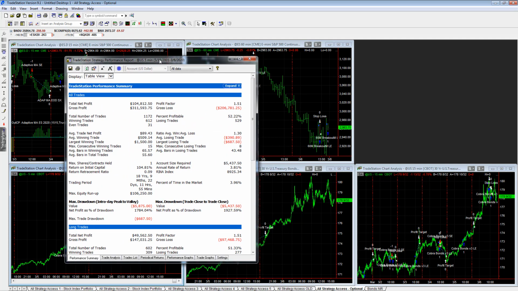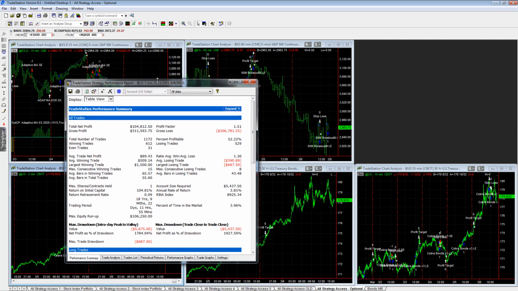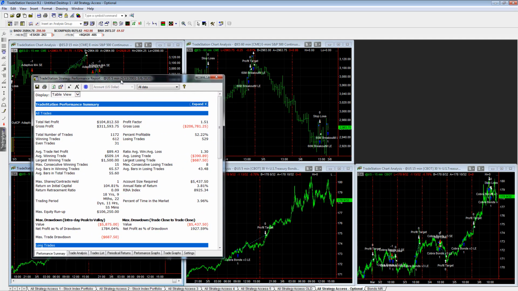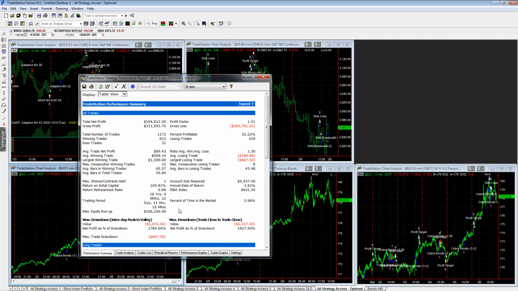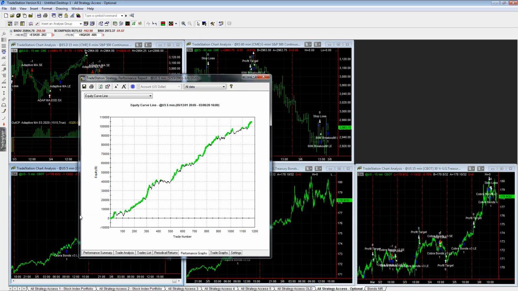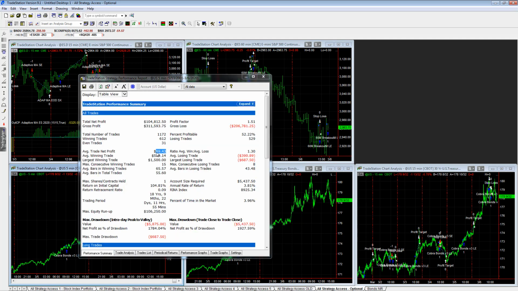So you've got a good strategy when you can capture short trades in a market that's been in a multi-year bull market. This is the day trade version. That's $89 average trade profit before slippage and commission. Once you add slippage and commission, these equity curves are going to look choppier, and the average trade profit is going to be lower.